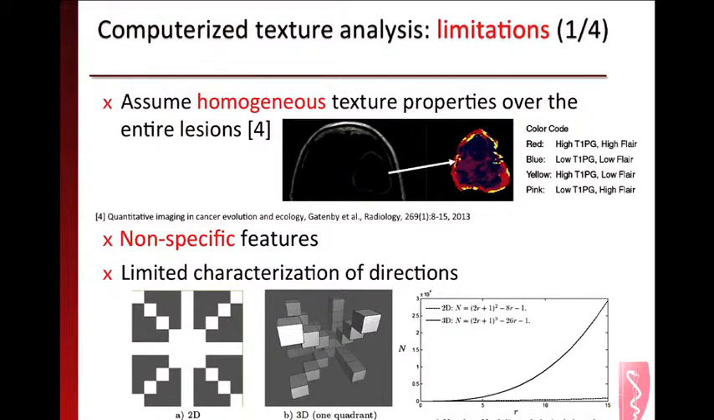Another limitation is that the texture features are usually non-specific. So for example, if you characterize the spatial frequency along the z-axis, it's very unclear if this will be a good predictor of disease outcome, for example. Another limitation is that most of the approaches have a limited characterization of the direction. So they will typically approximate the angular space using these vertical, horizontal, and diagonal directions. So in 2D, it's maybe still okay to do that. But if you go to 3D using those 13 directions, you start to miss a lot of information.